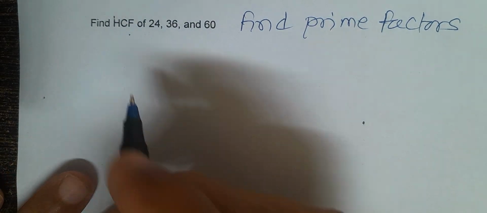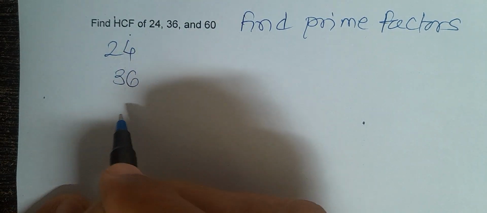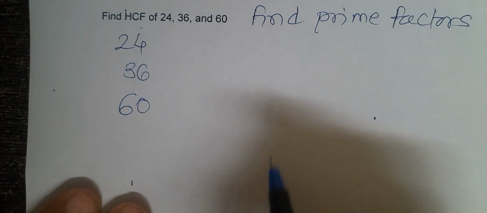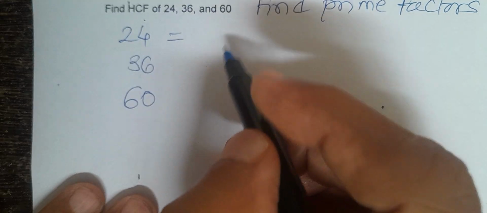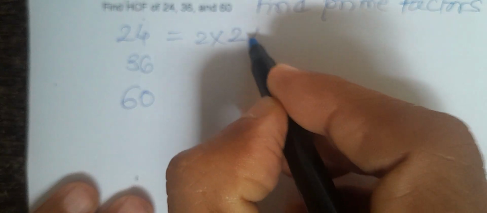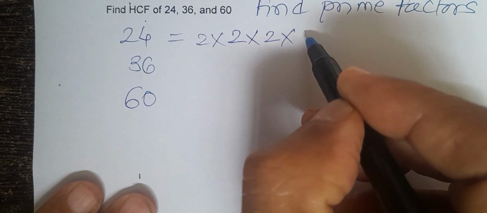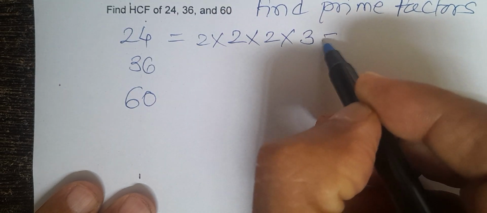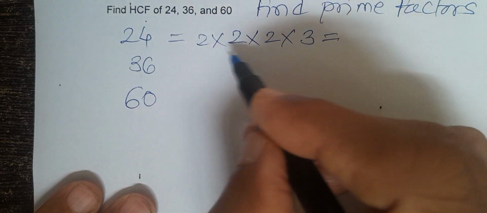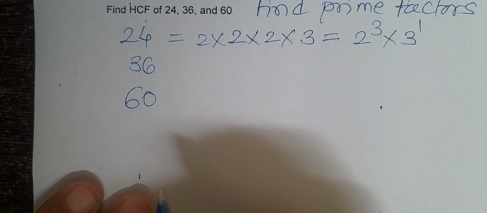So the prime factors of 24, 36 and 60. Okay. So 24: 2 into 2 is 4, 4 into 2 is 8, 8 3s are 24. So the power of 2 is 3, the power of 3 is 1.